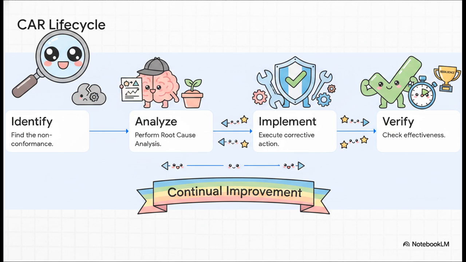Let's walk through the life cycle of a corrective action request, or a CAR. First, the nonconformance is identified by the auditor. Second, the organization has to perform a rigorous root cause analysis. Third, they actually implement a corrective action to fix it. And fourth, and honestly this is absolutely crucial, there must be effectiveness verification to prove the fix actually worked. This life cycle is where an organization proves its resilience and its commitment to continual improvement.